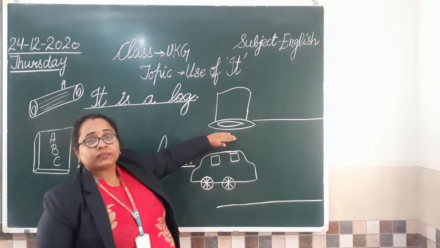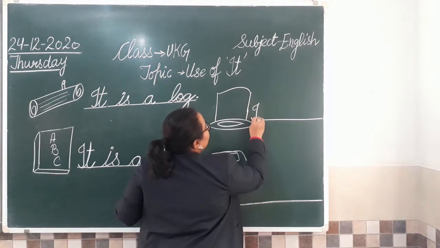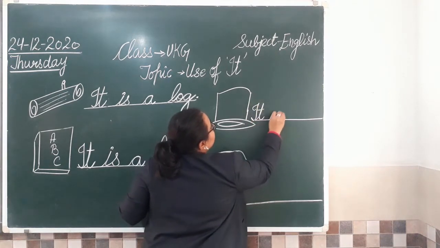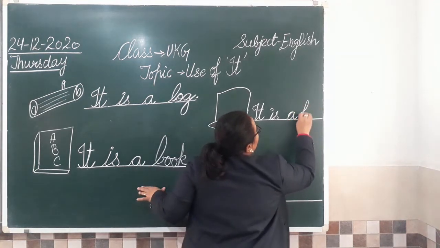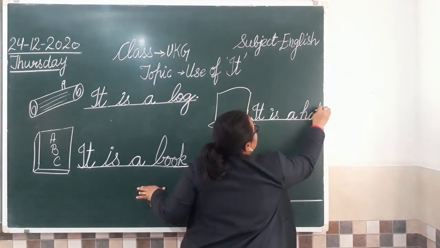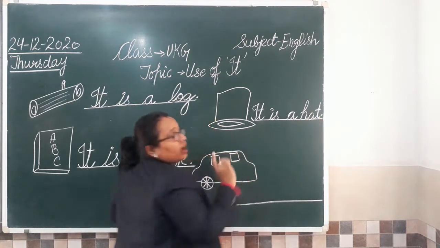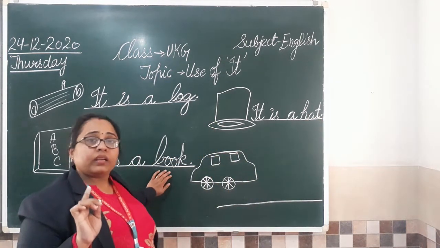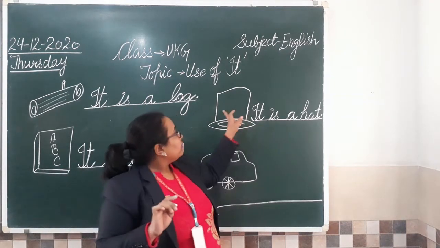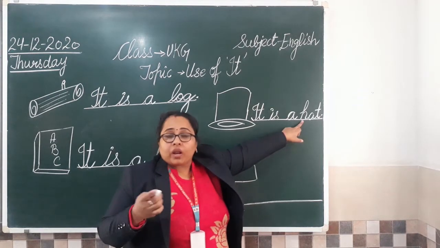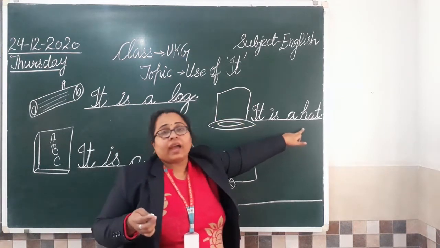Okay, next what is this? Hat. So what we are going to write? It is a hat. Full stop. Now see, you have to put this full stop after completing every sentence. Clear? So how we have written? It is a hat. Again it, हमारा कॉन्सोनेंट है और it क्योंकि ये नॉन लिविंग है, so it is a hat.